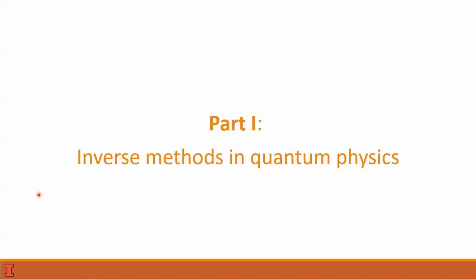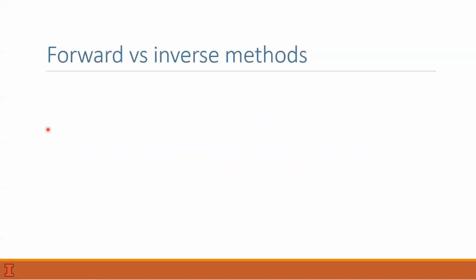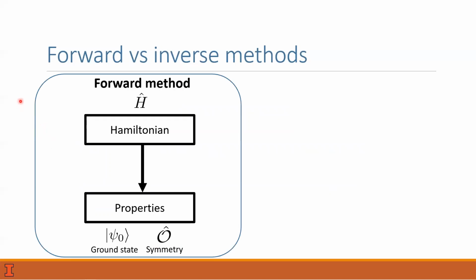Okay, so first, let me talk about the inverse methods. What do I mean by an inverse method? The traditional way people study quantum systems is using what I call the forward method. They normally start with some model of a quantum system they're trying to study. That model is usually a Hamiltonian, and they solve that model to find properties of the quantum system they're interested in. They're looking, for example, for the ground state or the excited states of their quantum system, or they could look for some symmetries. And this is the standard approach people take to try to understand quantum systems.